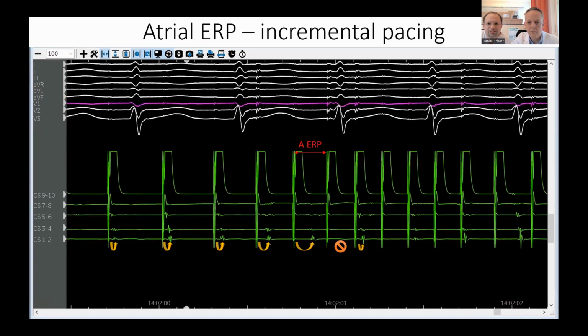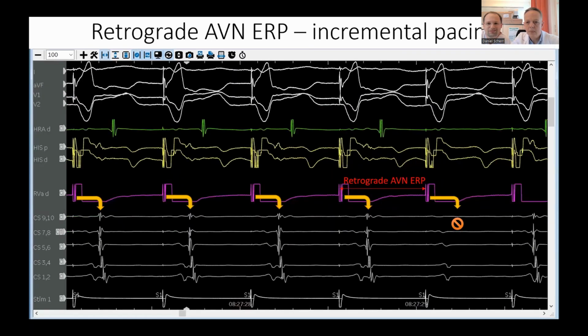During an EP study, we assess both ventricular ERP as seen here and atrial ERP as seen here with incremental pacing. So we normally follow that by assessment of ventricular atrial conduction, as seen here, in which only atrial or ventricular pacing intervals longer than the ventricular ERPs that we have established before can be used, as shown in this example.